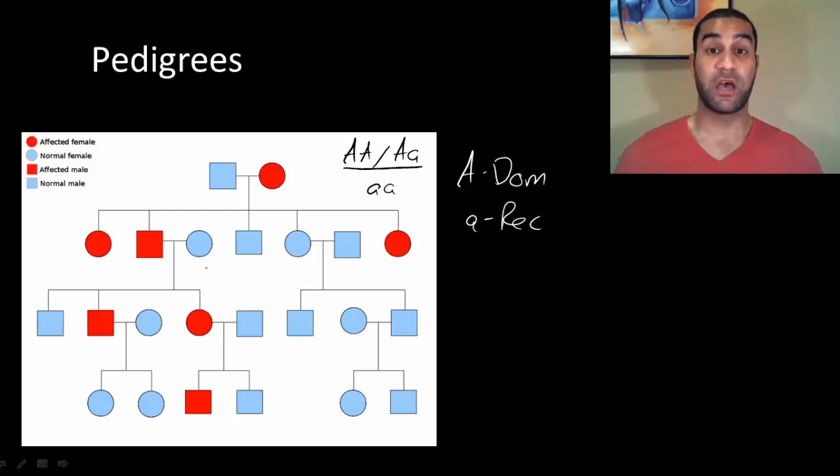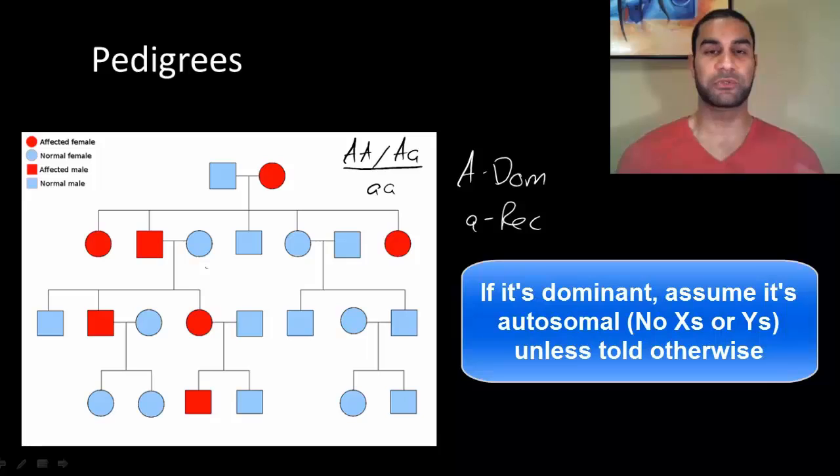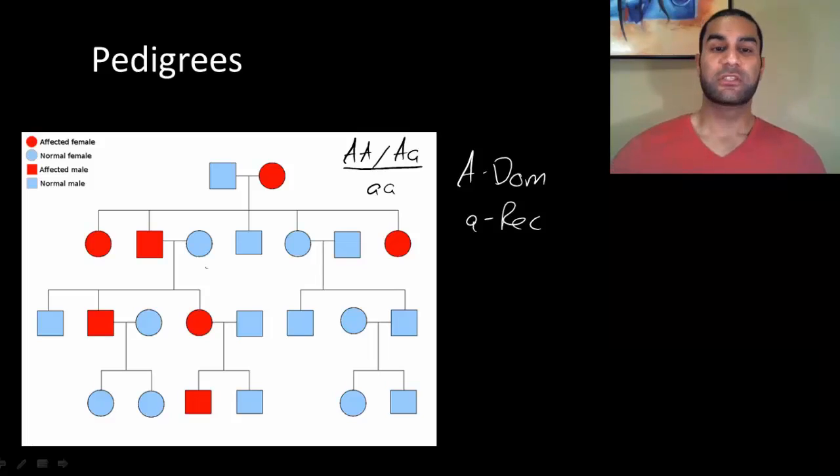This is what we consider dominant. And if you see it's dominant, let's go ahead and assume it's autosomal dominant. It's a little too difficult to distinguish between sex-linked and autosomal. So for the sake of discussion, unless we tell you otherwise, if you see a dominant trait, assume it's autosomal dominant, which means you don't have to worry about X's and Y's here at all. So in this case, just by looking at the different traits, you can identify their genotypes.